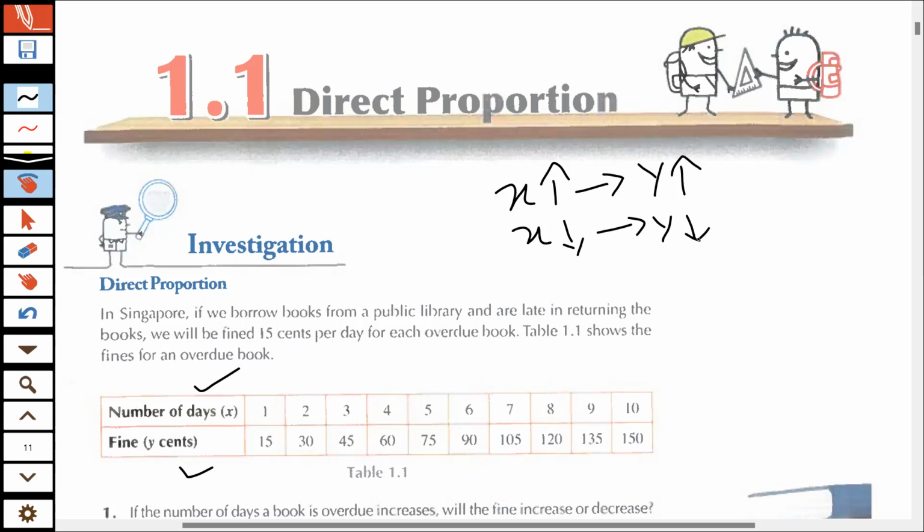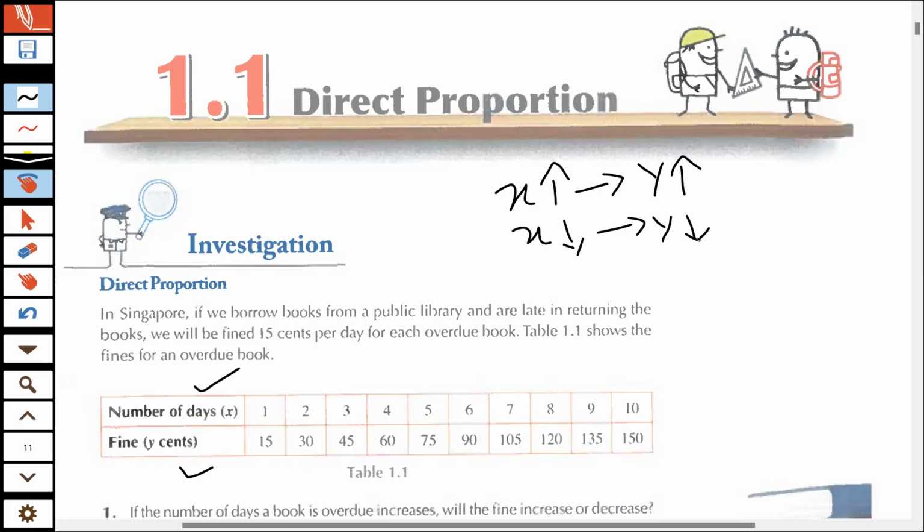We can see over here that on the first day the fine was 15 cents, on the second day the fine became 30 cents, on the third day it becomes 45 cents, on the fourth day 60, then 75, then 90, then 105, then 120, then 135, then 150.